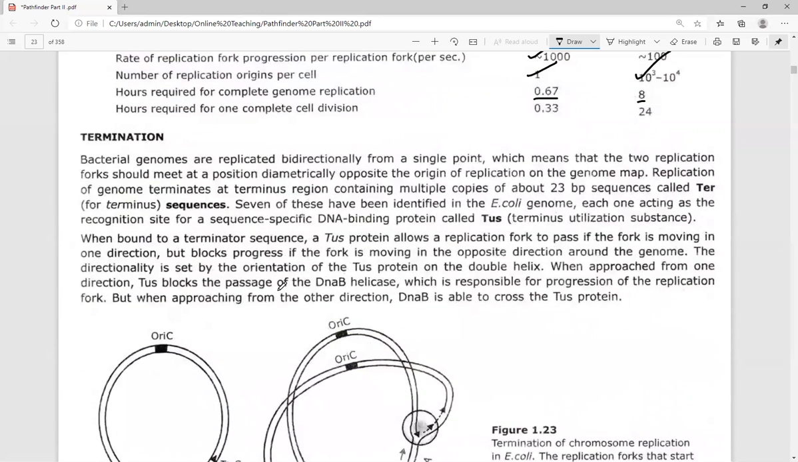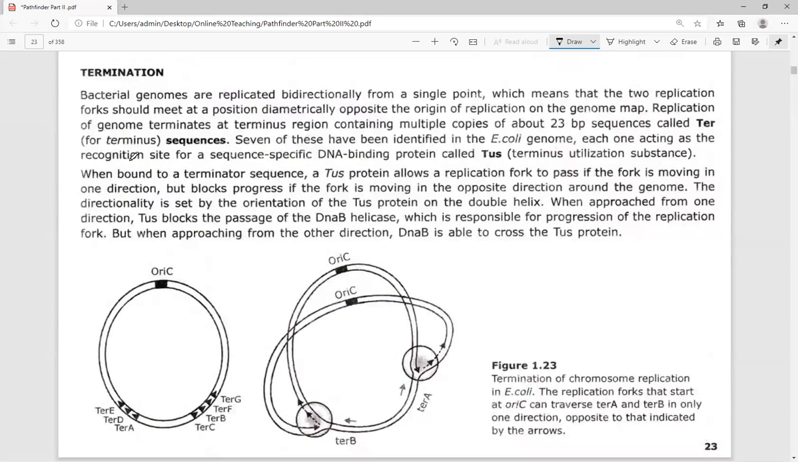Termination. Now, how does the process of termination take place? The termination of replication is also complicated in the case of prokaryotes, as well as following a different mechanism in the case of eukaryotes. Now, what are the different mechanisms that we have to see?